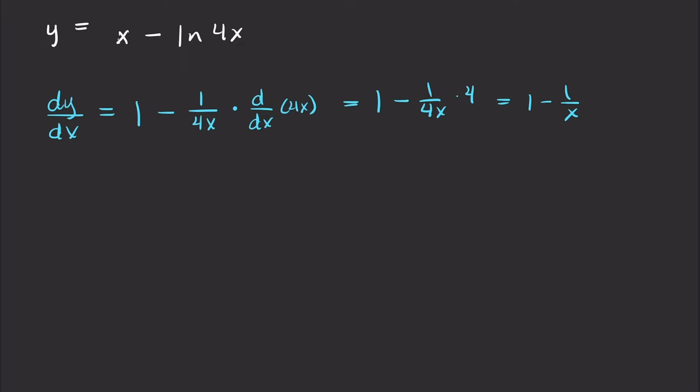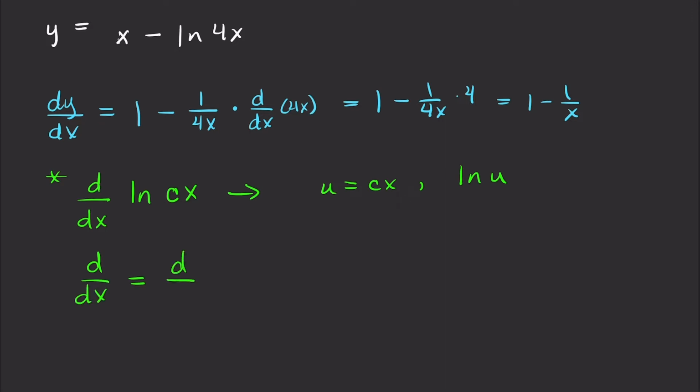And this is going to come up several times, so we can actually show that the derivative with respect to x of the natural log of any number, so I'll call it some number c times x, is going to equal 1 over x. So if we let u equal cx, and that's going to make this ln of u, then to get d by dx, we'll have to apply the chain rule. So this will be d by du times du dx.